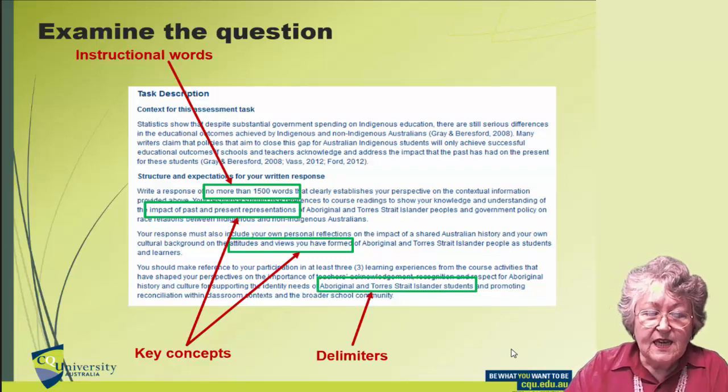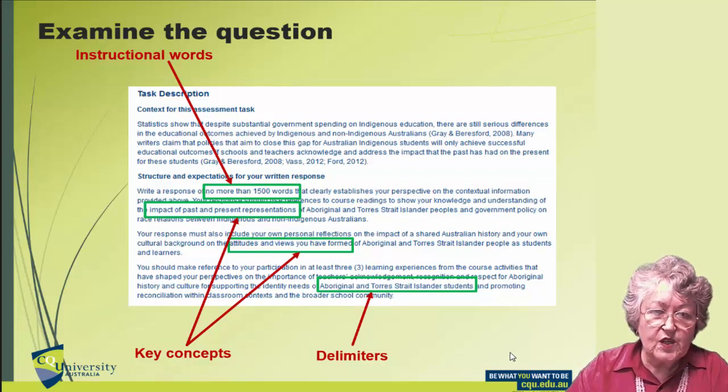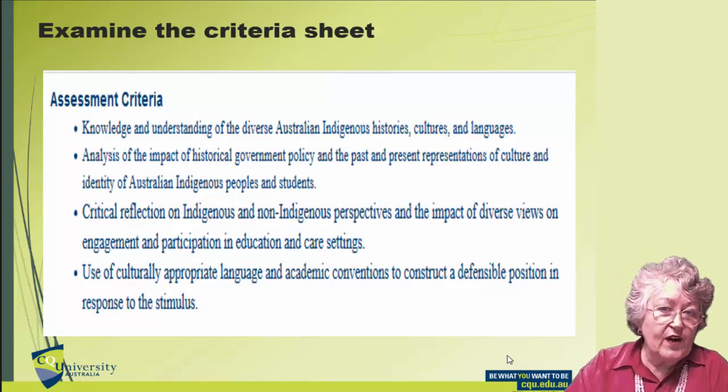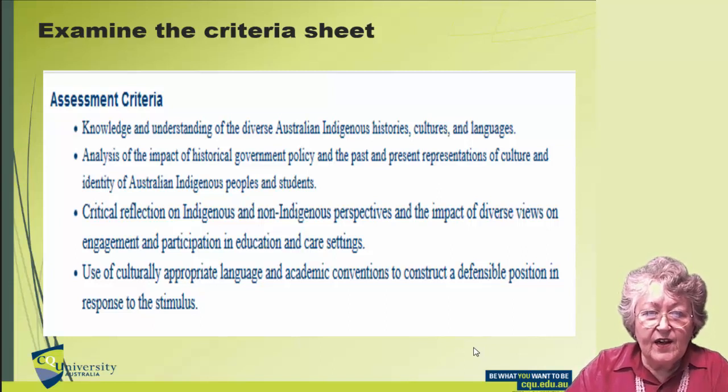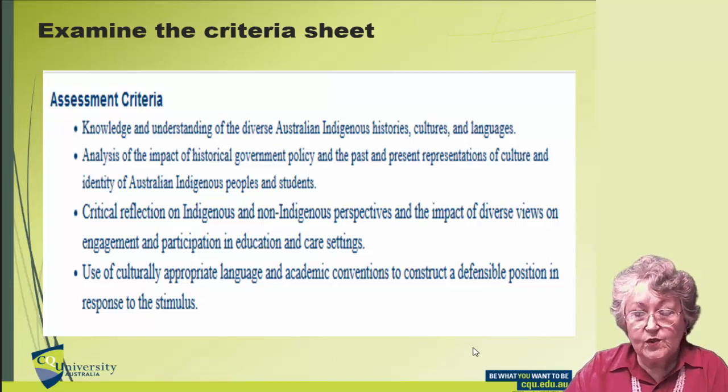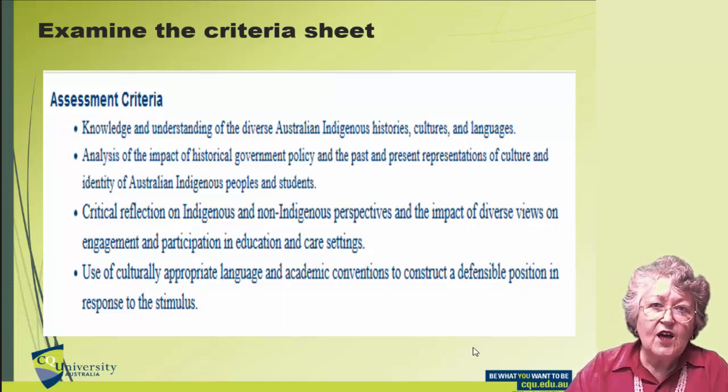And then we have the delimiters, and the delimiter in this particular instance says that you must restrict your responses to information pertaining to Aboriginal and Torres Strait Islander students. Now, when we look at the criteria sheet, we find that here are a number of different gauges against which your work will be reviewed. And you can use those as subheadings in your assignment to gather your thoughts together. You certainly don't need to keep these as subheadings at the end of the assignment, but it helps if you have some idea of where your information is to be slotted.